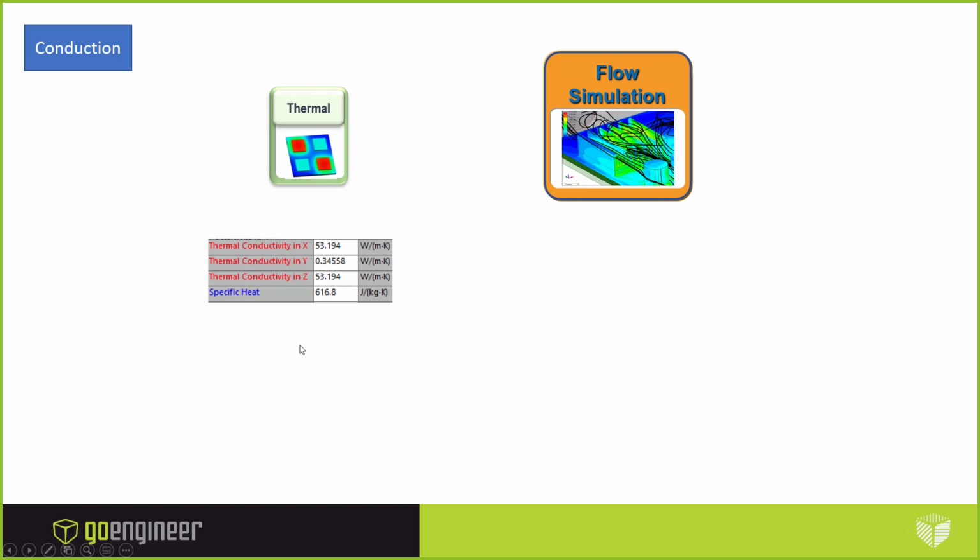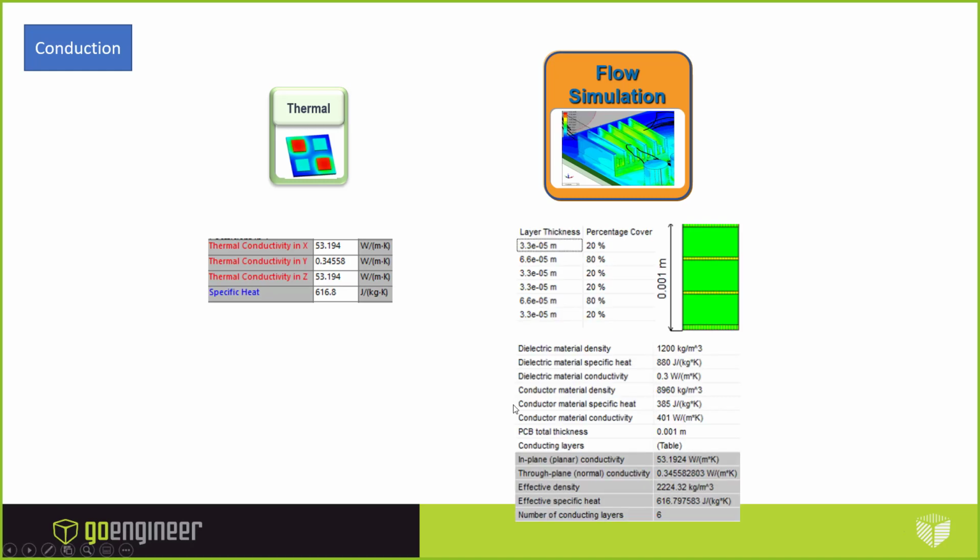Now in flow simulation though, we have a similar method, but it's a little more sophisticated where you can plug in layer thicknesses and percentage of cover of the conducting material, and you can specify the conductor material conductivity. In this case it'd be copper, about 401, and then what's the material conductivity of the dielectric, and it'll come up with these same coefficients for you. You won't have to manually hand calculate them out to come up with some average coefficients. Flow simulation is going to come up with those same numbers for you, and you see here I've kind of mimicked it, 53.19 for the in-plane conductivity.